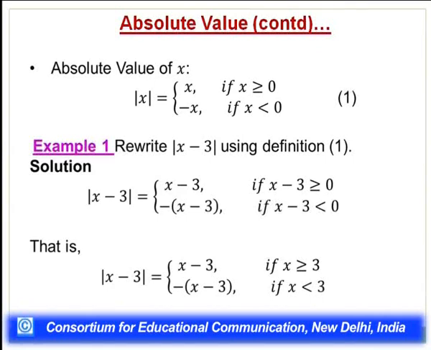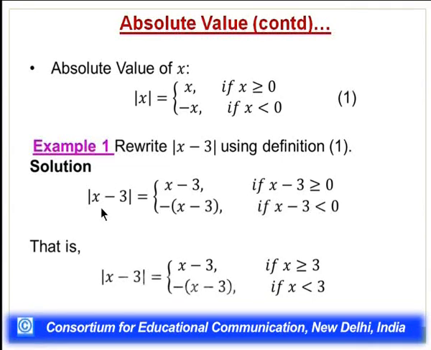Let us see if we can start working with the definition of absolute value as given here. The first example asks you to rewrite the absolute value of x minus 3 using the definition above. If you notice, in the definition we have an x inside the absolute value sign. Whatever we did for x in the definition, for this example, we will perform the same kind of exercise for x minus 3.